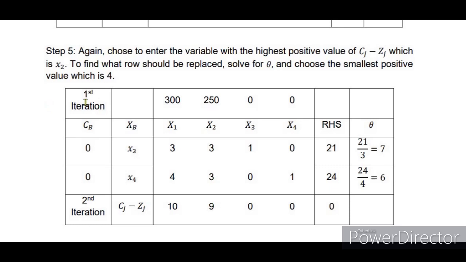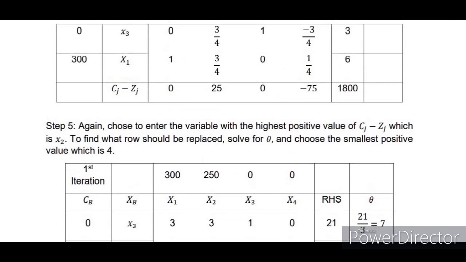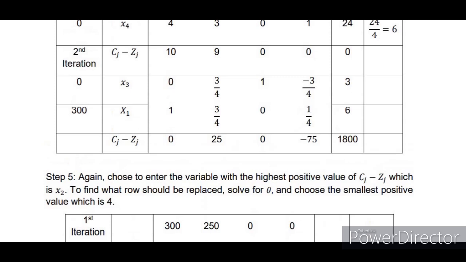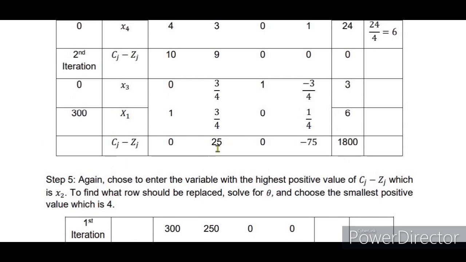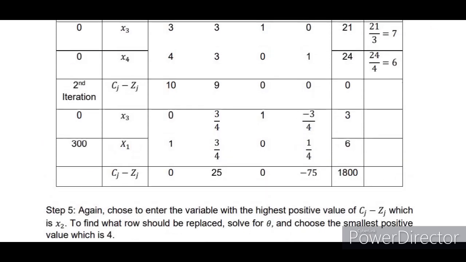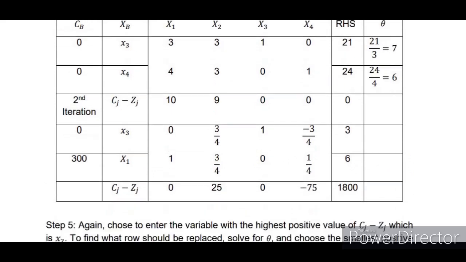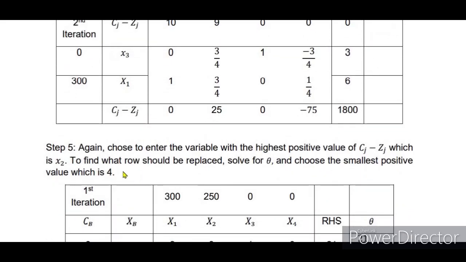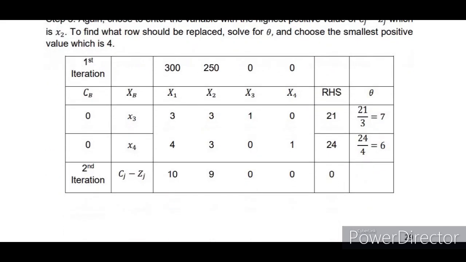Next, for step number 5, again, we will choose to enter the variable with the highest positive value of c sub j minus z sub j, which is x sub 2, right? Because, going back here, the highest value in the last row is 25. Okay? So it belongs to x sub 2, right? Then, to find what row should be replaced, solve for theta and choose the smallest positive value, which is 4. Okay? So, how do we get 4?